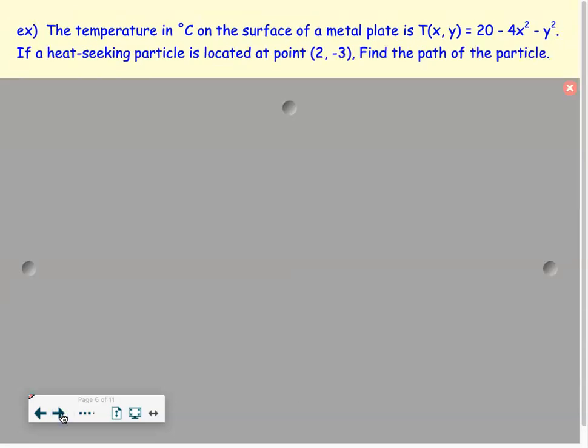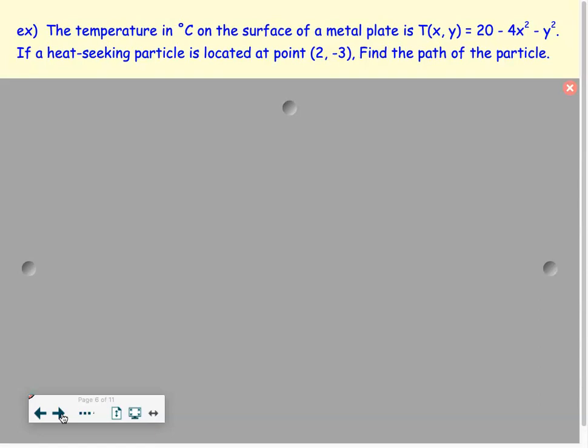So, next one. The temperature in degrees, this is the only one that's a little tricky. The rest of them are all easy. Okay, I'm going to walk you through it. We'll take it slow. The temperature in degrees Celsius on the surface of a metal plate, is this the same function as the last one? Yeah, 20 minus 4x squared minus y squared. If a heat-seeking particle is located at (2, -3), find the path of the particle.